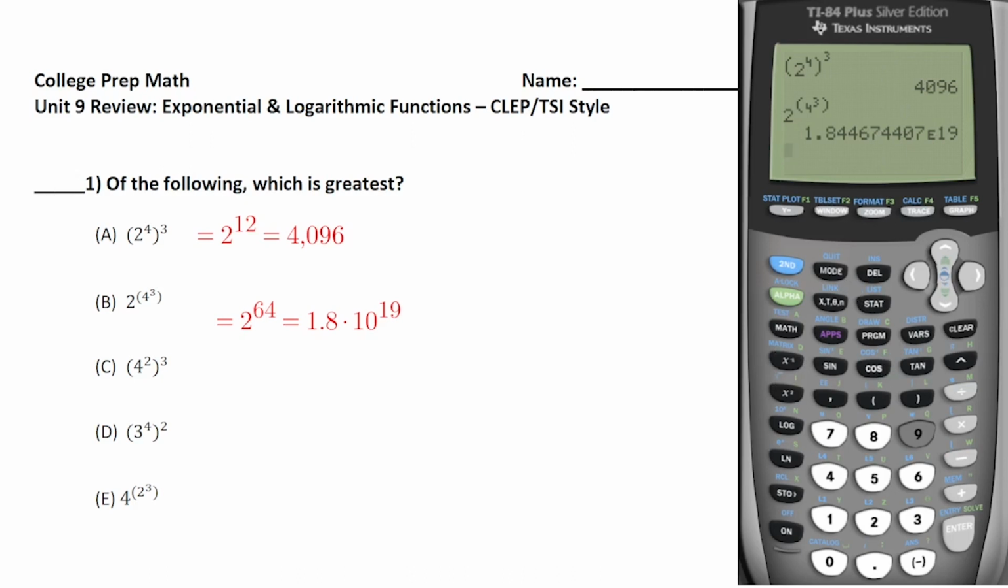Letter C, let's type that out. Now this is going to be 4 squared cubed. This is kind of like A, where we multiply the powers if you're following along with the exponent properties. And so this is going to be 4 to the 6th.